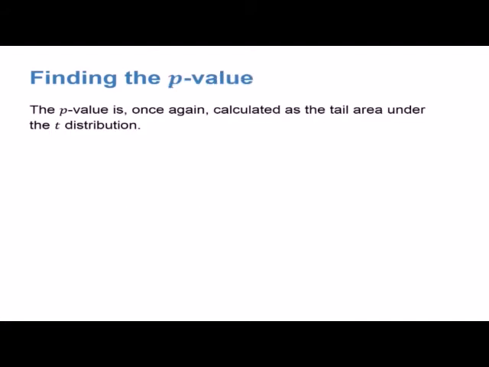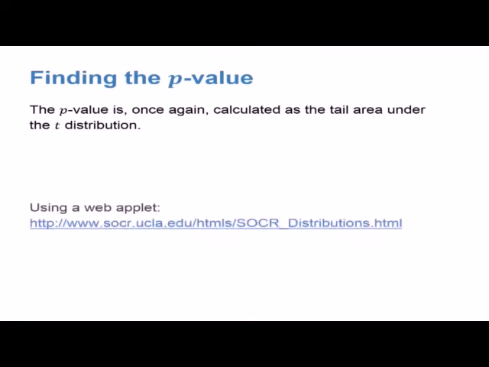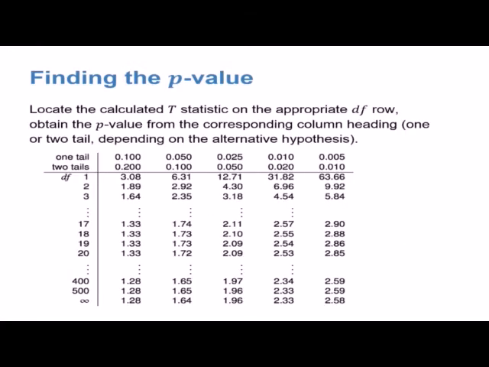The p-value is, once again, calculated as the tail area under the t-distribution. We could use a web applet to find this, or we could use our t-table, which you will be given. So on your t-table, to find a p-value, you want to first locate the t-statistic on the appropriate degrees of freedom row. You want to obtain the p-value from the corresponding column heading, 1 or 2 tail, depending on the alternative hypothesis.